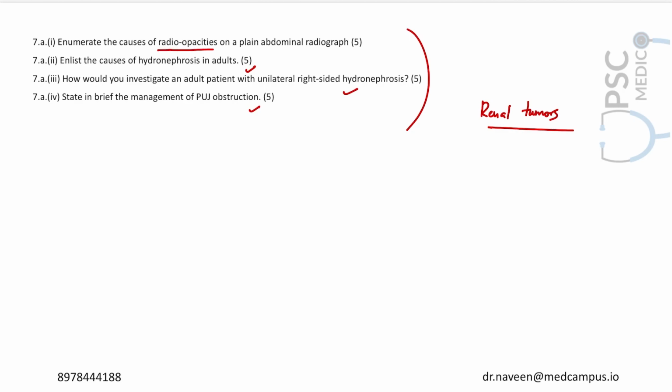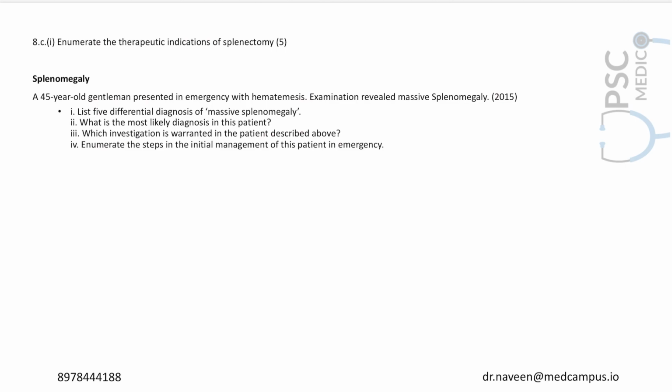And again, along with the hydronephrosis, there are other possibilities of radiopacities in a plain abdominal radiograph. It can be a renal tumor, it can be a ureteric stone, it can be a renal stone, it can be a calcification. Okay, it can be a nephroblastoma, neuroblastoma. So you have to give the possible radiopacities in a plain abdominal radiograph. If you don't know this question, you can happily leave question number 7 as a whole, as I did.